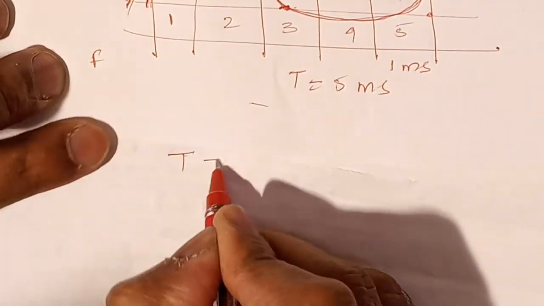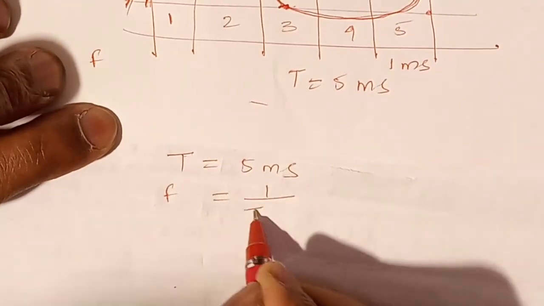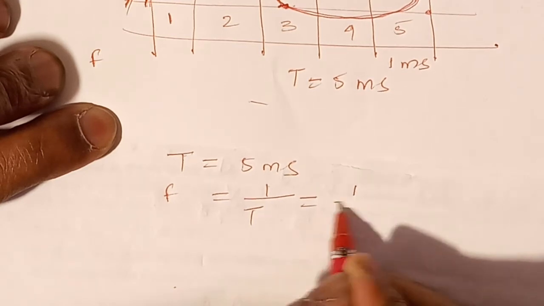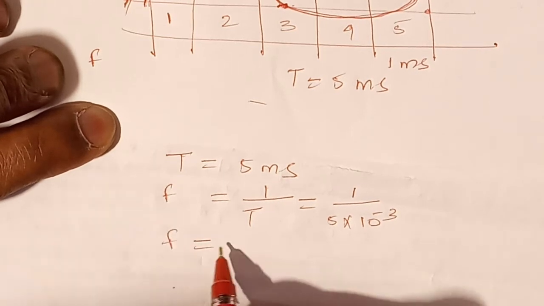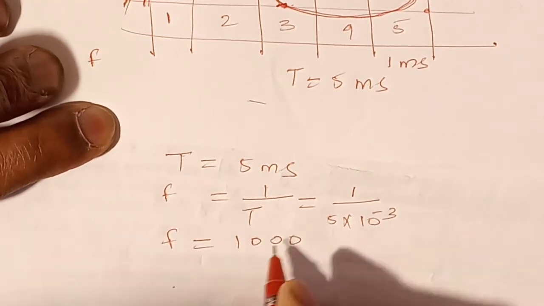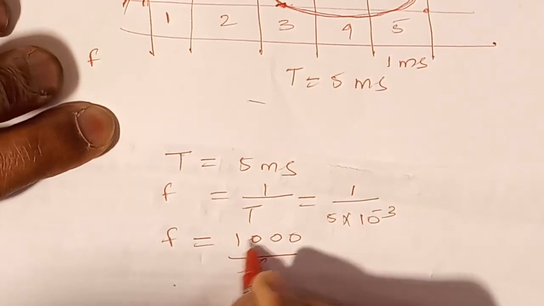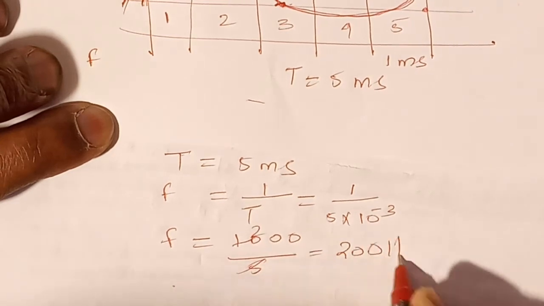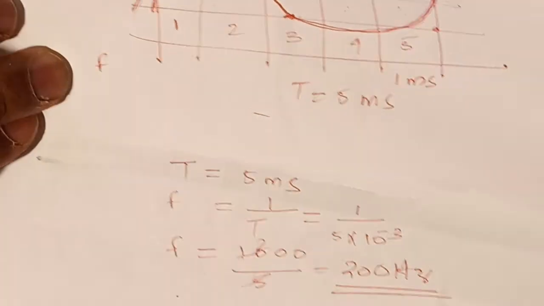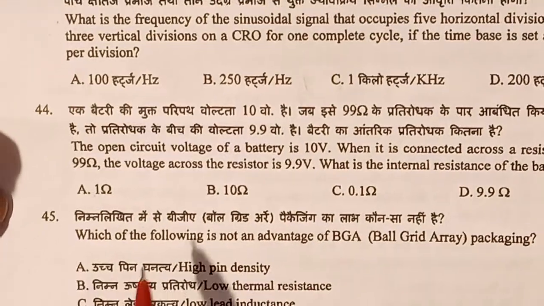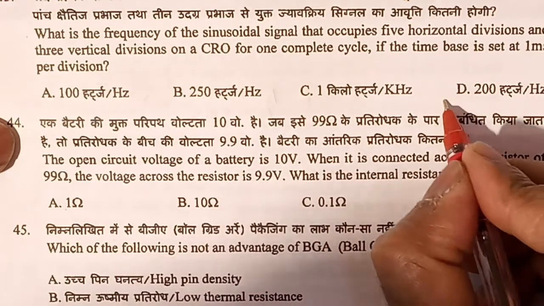So T equal to 5 millisecond. So f equal to 1 by T, which equals 1 divided by 5 into 10 to the power minus 3 seconds. So f equal to 1000 divided by 5, that is 200 hertz. So the frequency of the sinusoidal wave is 200 hertz. So the answer for this question is option D, 200 hertz.